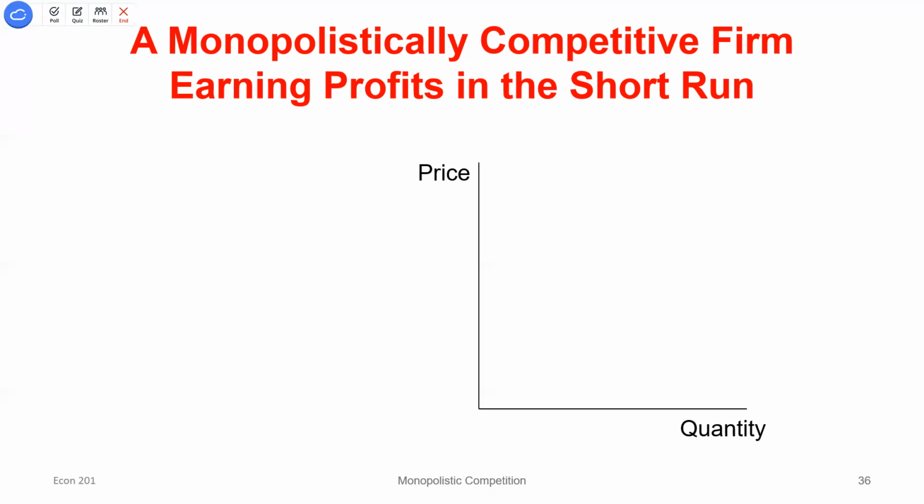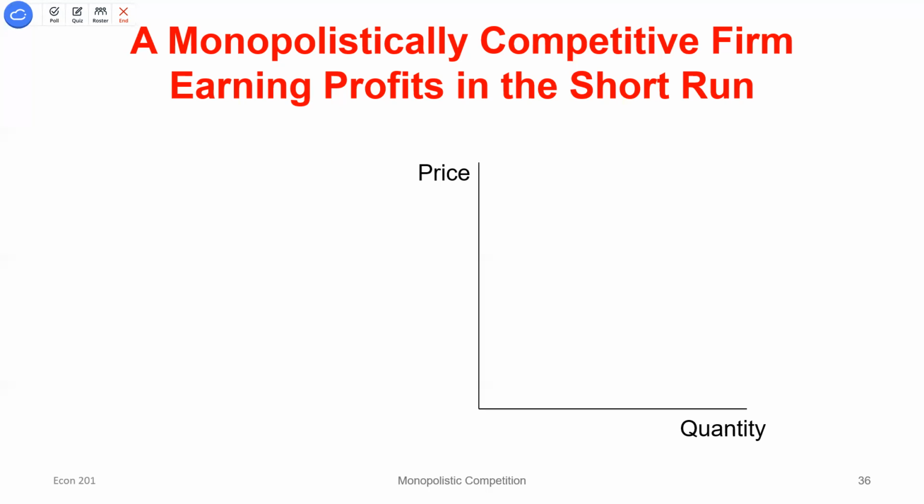Now let's assume we throw in their average total cost curve. Okay, so I've got the average total cost curve of this monopolistic competitive firm. What would profits be? Well, profits are always going to be the quantity we sell.